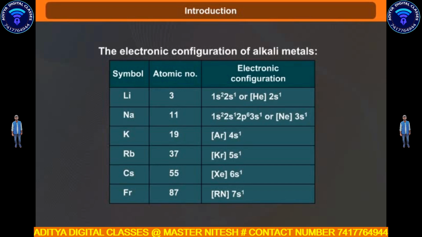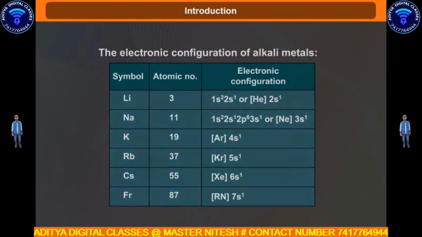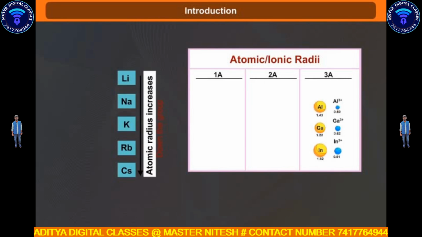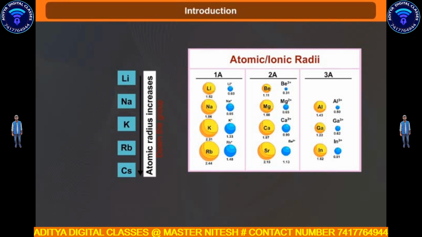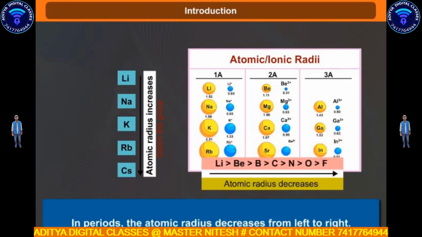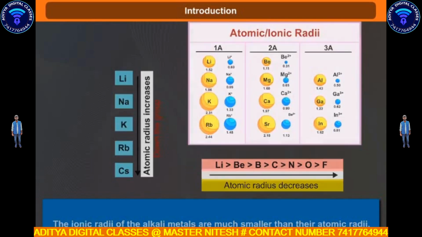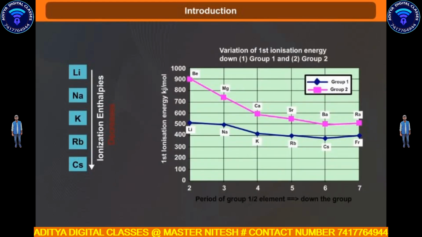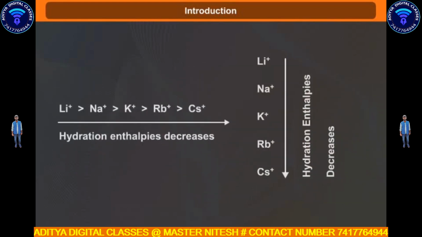The electronic configuration of alkali metals is shown. The atomic radius of the alkali metals increases from top to bottom in a group and decreases from left to right in a period. The ionic radii of the alkali metals are much smaller than their atomic radii. The ionization enthalpies of the alkali metals are low. Ionization enthalpies decrease down the group. The hydration enthalpies of alkali metal ions decrease with increase in ionic radii.